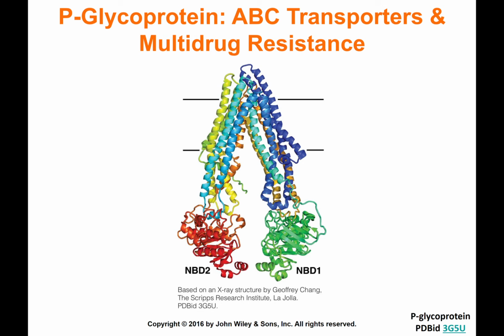Now, the P-type ATPases are not our only example of ATP-dependent pumps. We have another very major family of ATP-dependent pumps. They're called the ABC transporters. This is a huge family of transport proteins. ABC transporters are often involved in transporting larger molecules. So, the P-type ATPases tend to pump individual ions. These guys will tend to pump larger organic molecules. But there are some of them that do pump ions as well.